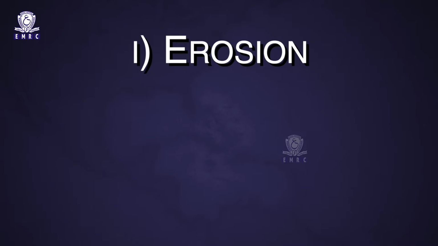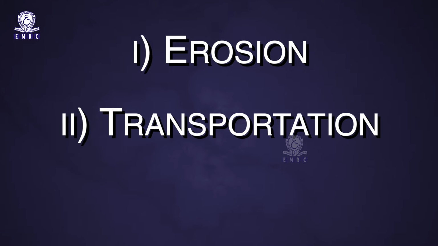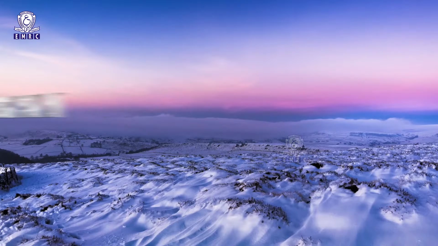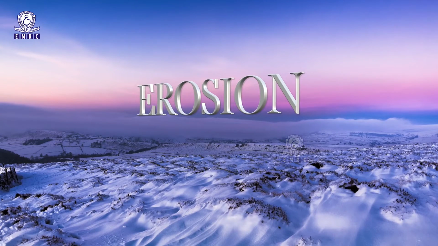Now let us discuss the work of a glacier. Like running water, a glacier also performs the work of 1. Erosion, 2. Transportation and 3. Deposition. Now let us see what is the erosional work of the glacier. The erosional work by a glacier is carried out through 1. Abrasion and 2. Plucking or quarrying.